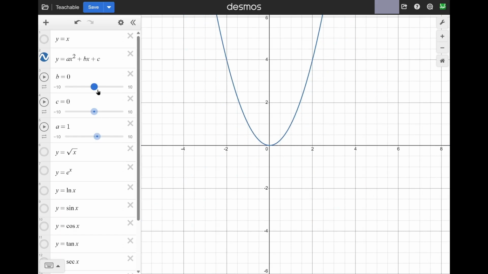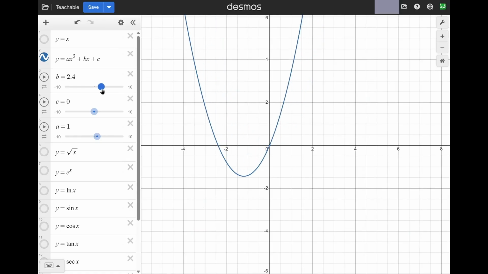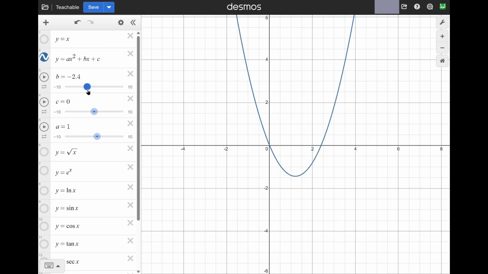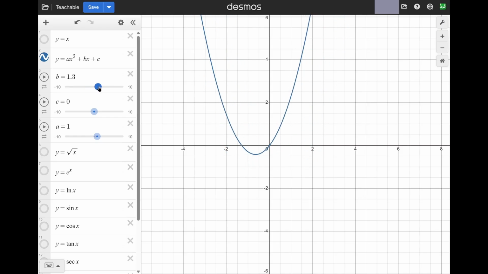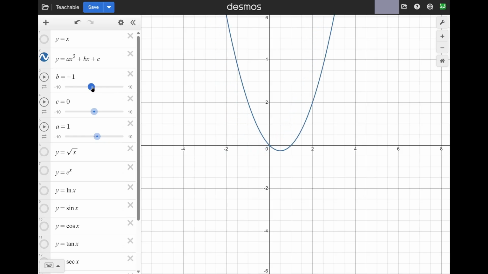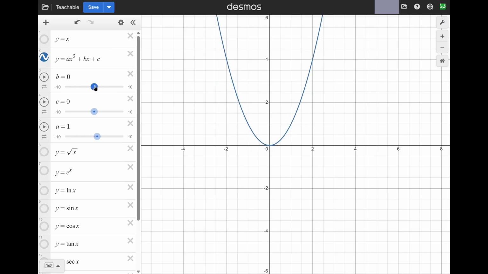our b does something really odd. It kind of shifts our graph left and right, but in kind of a weird way. It kind of shifted along the line so that it still touches our y-intercept. So if I set this back to 0, we're back where we were.